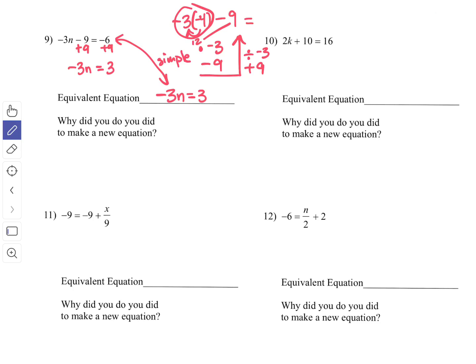Now the next step to solving this would make it even more simple by using another property of equality. In this case, we do the inverse of multiplication, which is division. We divide both sides by -3, and we come up with a third equivalent equation, just like that, okay? So keep watching. I may talk about one or two more things here.